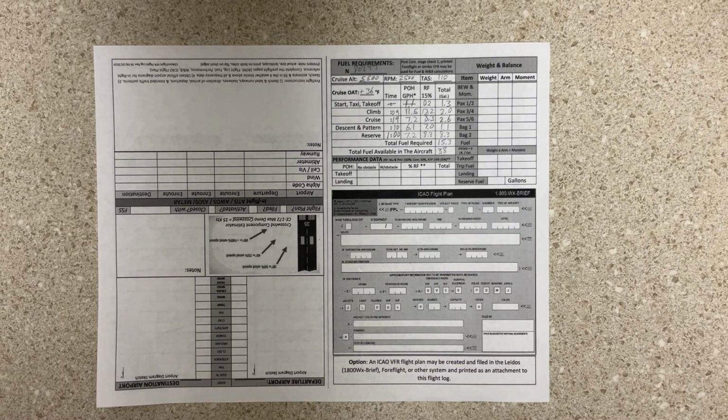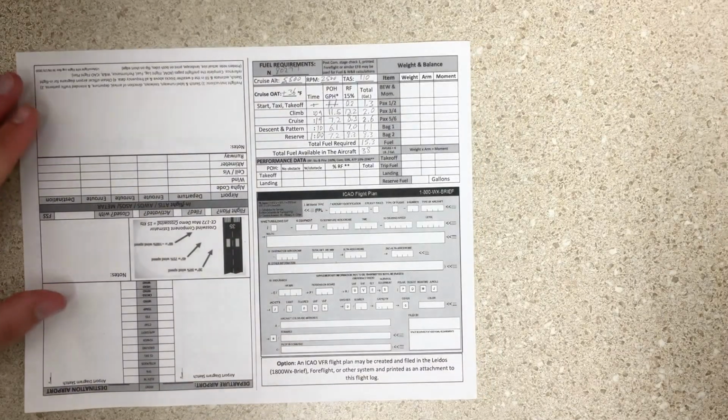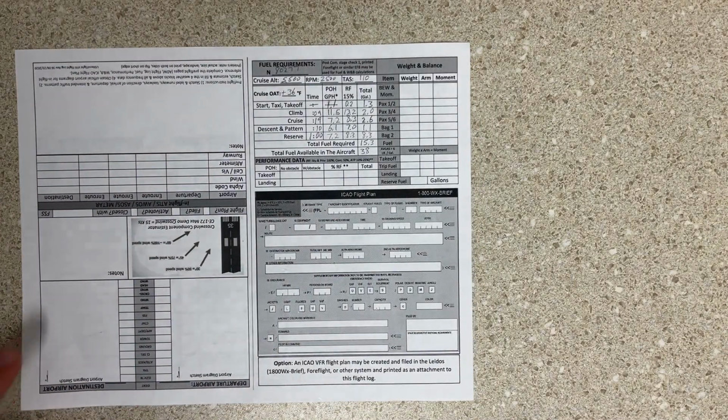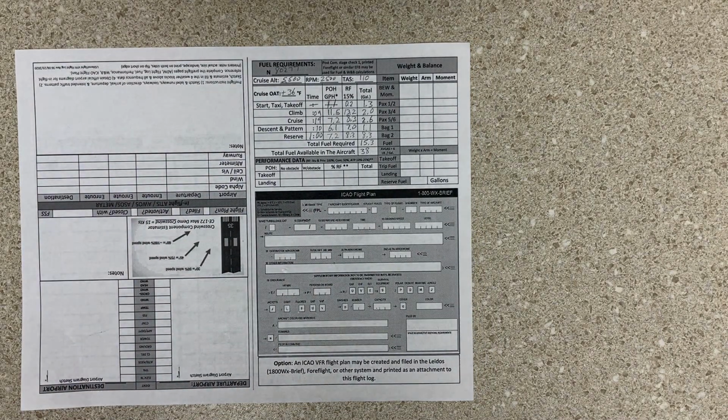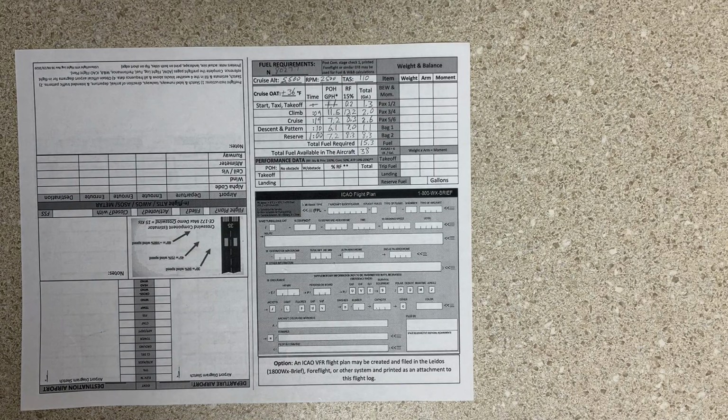Now it's time to calculate the weight and balance for this particular flight. We're going to start with this chart in the upper right-hand corner of the back side of the flight log. The first thing we need is the weight and empty moment of the aircraft.